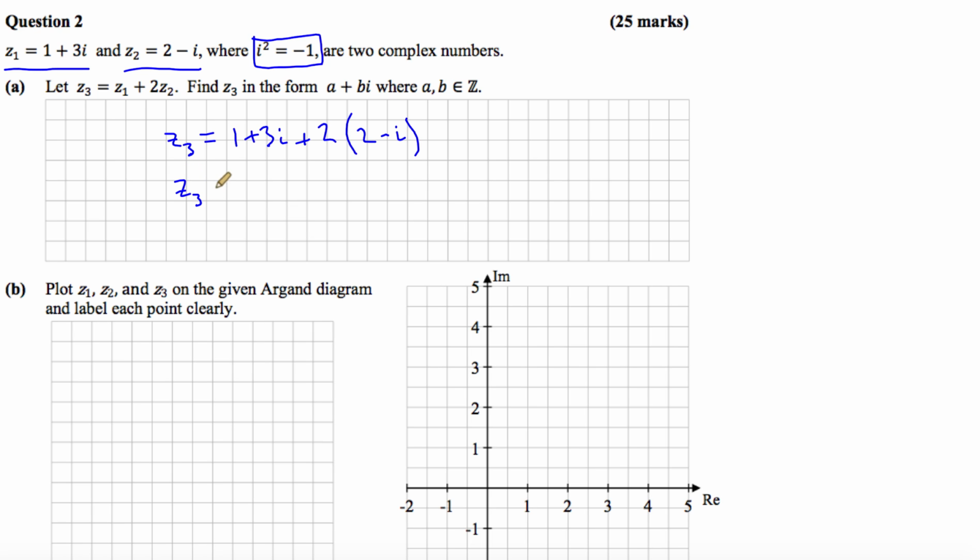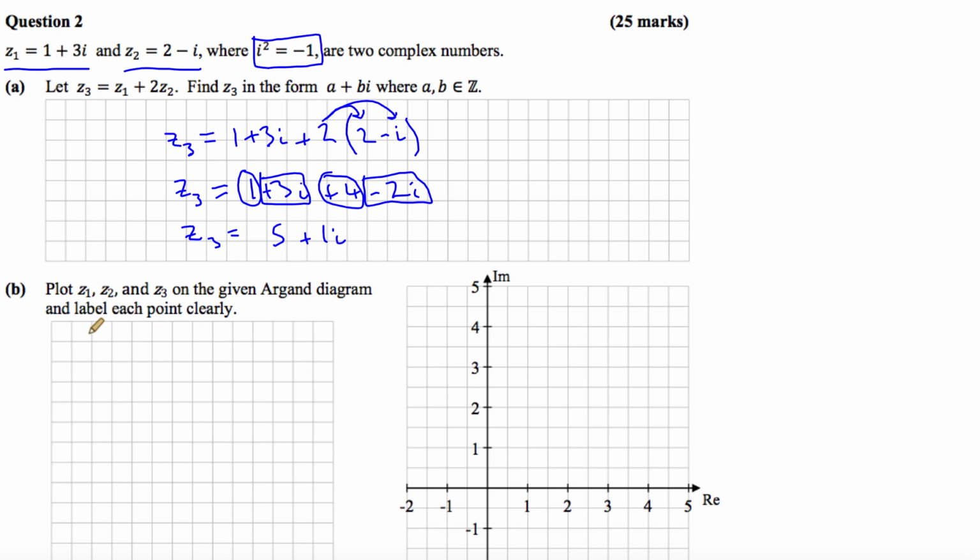So we're going to tidy this up a little bit. We get 1 plus 3i, and we've got to multiply this out. 2 by 2 is 4, and 2 times minus i is minus 2i. So going one more step, we've got 1 and 4, which are the real parts. They combine to give me 5. And then you've got plus 3i minus 2i, which gives me plus 1i or plus i. So we have Z3 there.